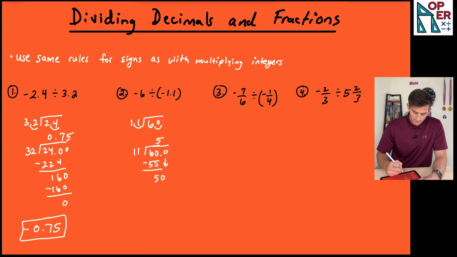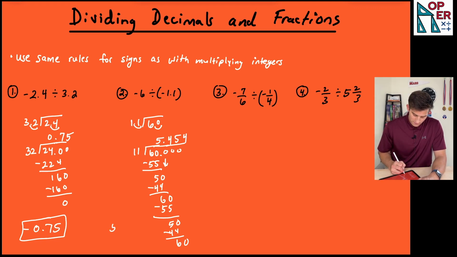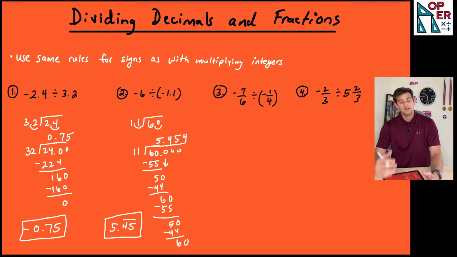And let's bring down our 0. So now 11 will go into 50 4 times. That would be 44. Bring down another 0. Now 11 will go into 60 5 times, and hopefully you're starting to see our pattern. Bring down our 0. 11 will go into 54 times. That would be 44, right? And now I bring down my 0 and I would just keep going. Okay, so we have a repeating decimal for number 2. So this one is going to be 5.45 repeating. And we said our answer should be positive because it was a negative divided by a negative.